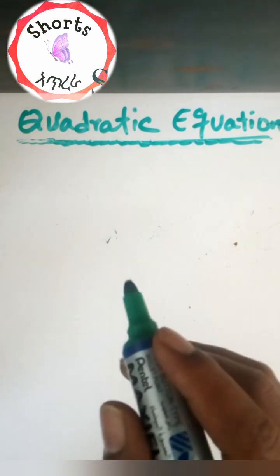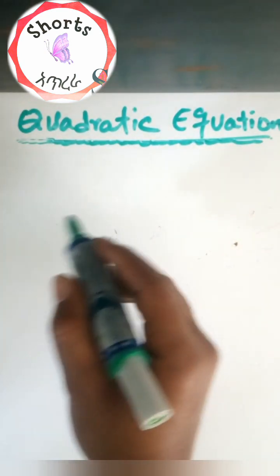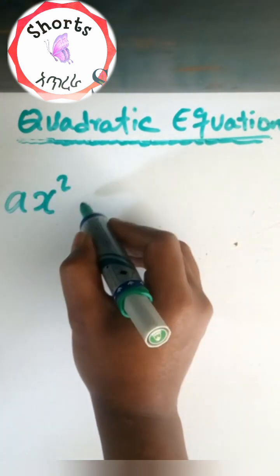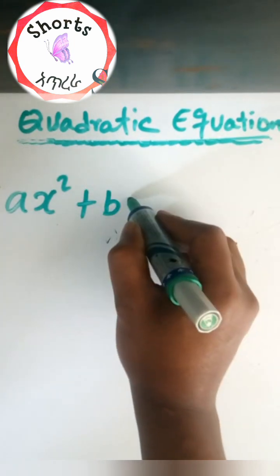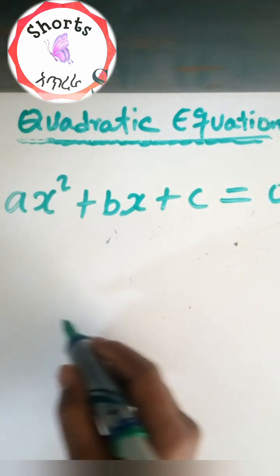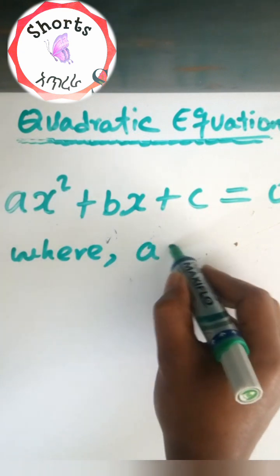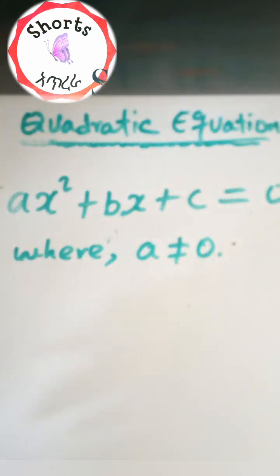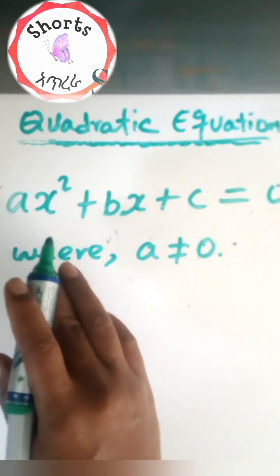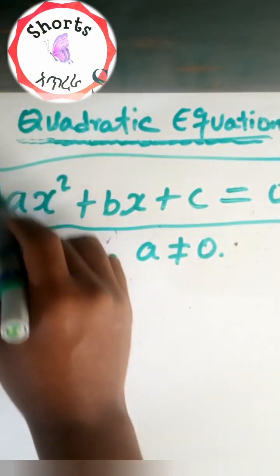Then the general form of a quadratic equation, or any equation that can be reduced to the following form, which is a x square plus bx plus c is equal to 0, where a is different from 0, is called a quadratic equation. So any equation that can be reduced to this form is named a quadratic equation.